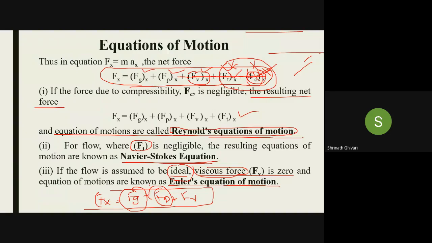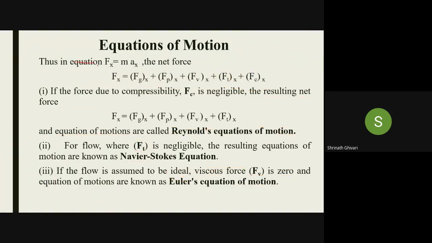I'll repeat what we have studied. This is the force acting on the fluid, Fx equal to m a in the x direction. This is the net force, not only one force, but the summation of all the forces acting on the fluid: gravity, pressure, viscous force, turbulent force and compressibility. This is equal to m a x, mass into acceleration in the x direction. Don't forget this, it is useful in the further derivation.